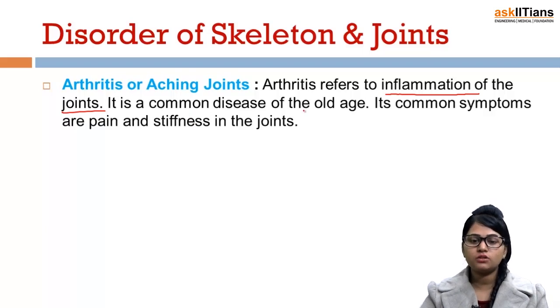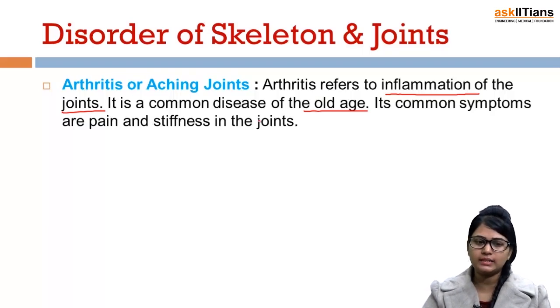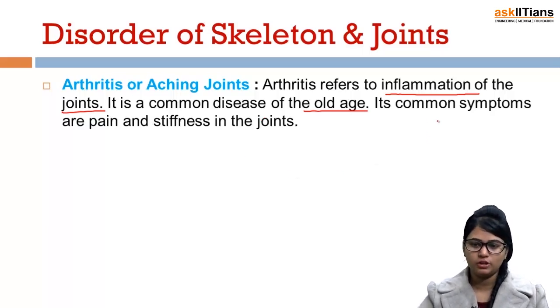It's a common disease of old age. It's commonly found in old age, but a few people in young ages also experience this disease. For example, there is a friend of mine who is in his twenties and he is having arthritis. So it can be in young age as well, but mostly found in old age. Its common symptoms are pain and stiffness in the joints.